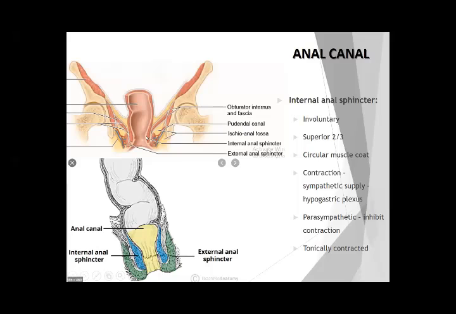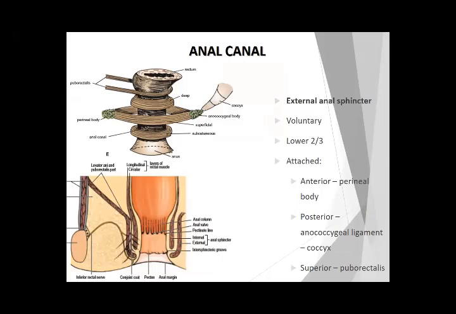Okay. Now, I just told you that this muscle is in a state of tonic contraction. That means it remains contracted throughout till it receives a stimulus to dilate. Otherwise, it remains contracted. Nerve supply: hypogastric plexus is the sympathetic supply, which keeps it tonically contracted. Let's talk about the external anal sphincter. External anal sphincter is made up of skeletal muscle fibers. It's a voluntary sphincter.